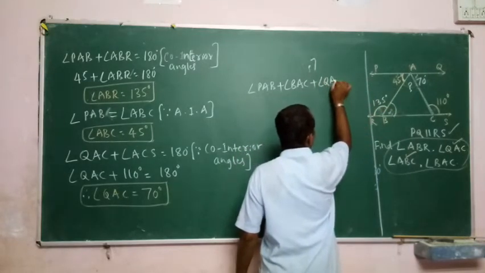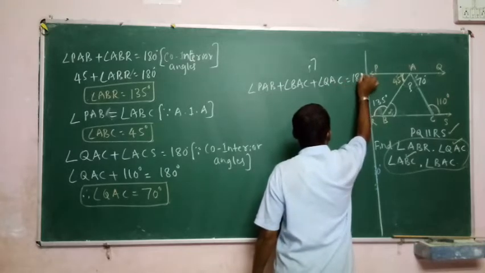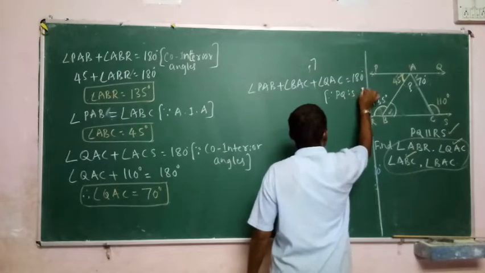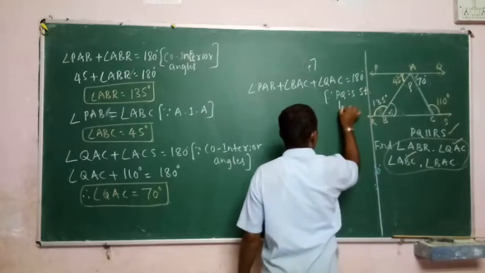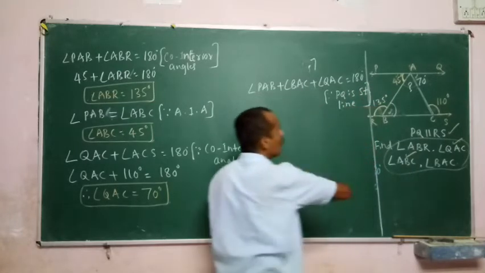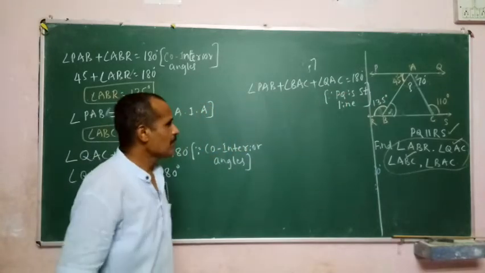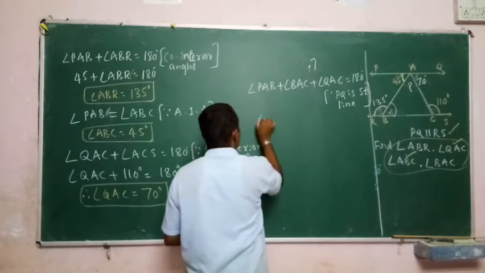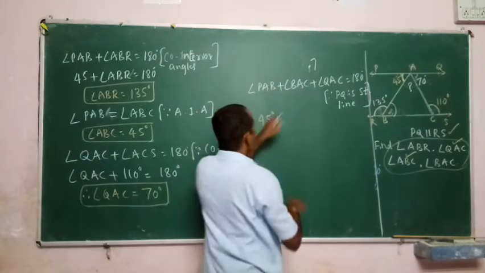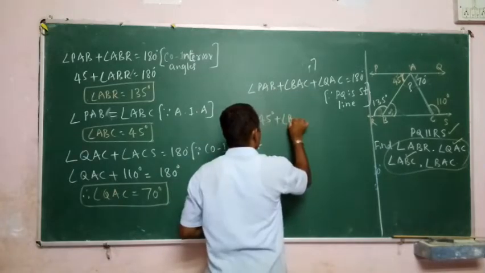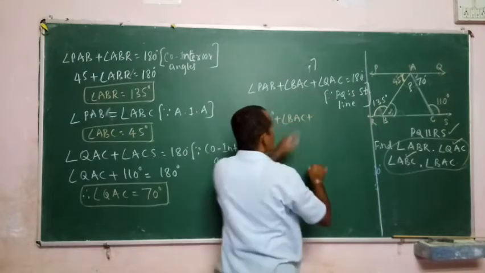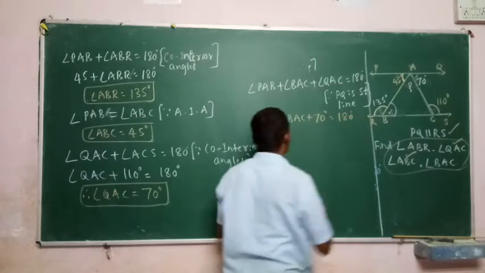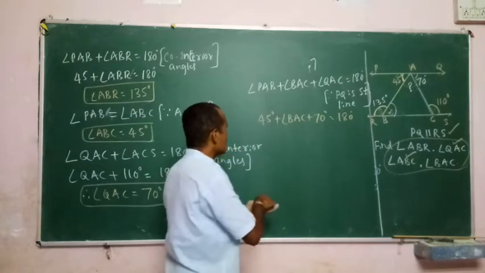Angle QAC is equal to 180. This is because PQ is a straight line. Or simply, PQ is a line. That's enough. Come on, let me substitute. This is 45 plus BAC, not known, plus QAC 70 is equal to 180. If you add them, you are getting 115.